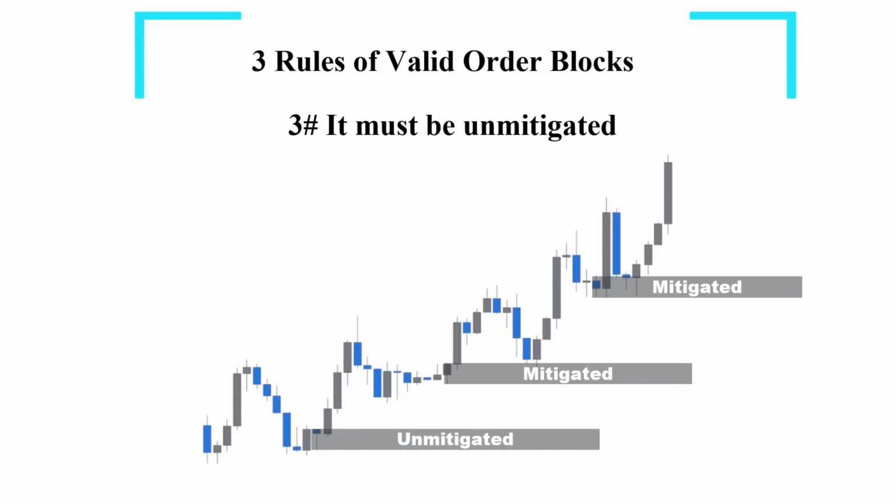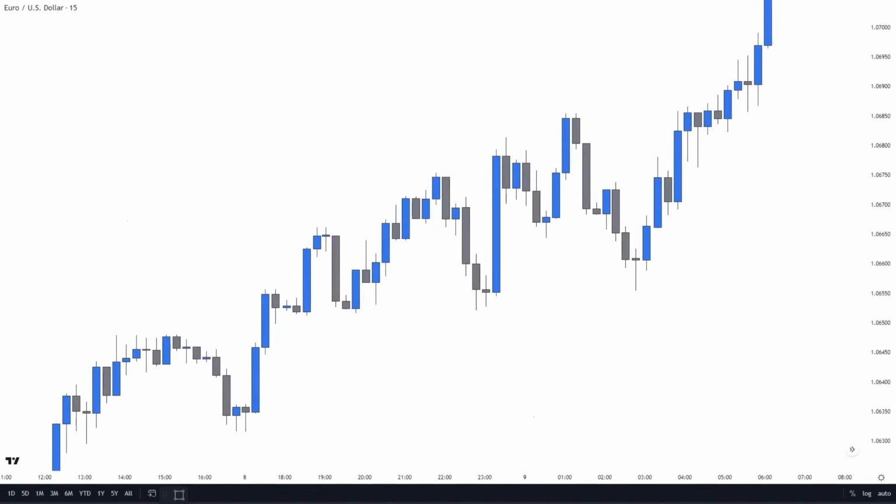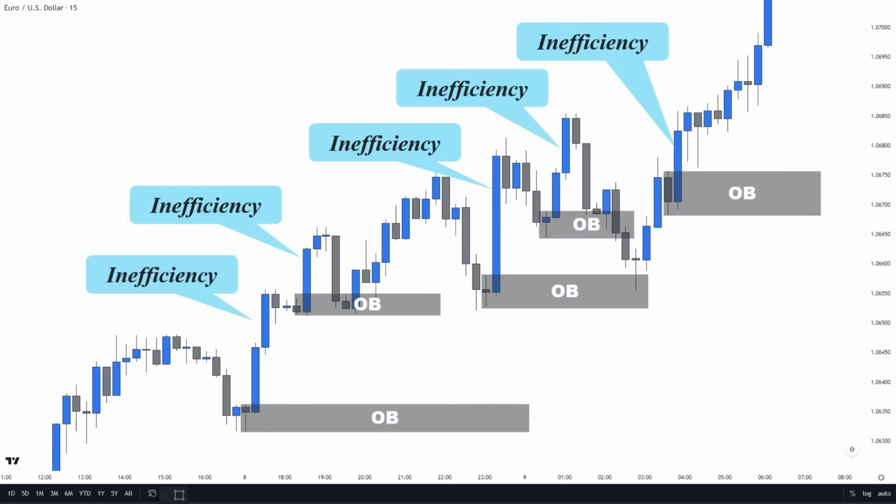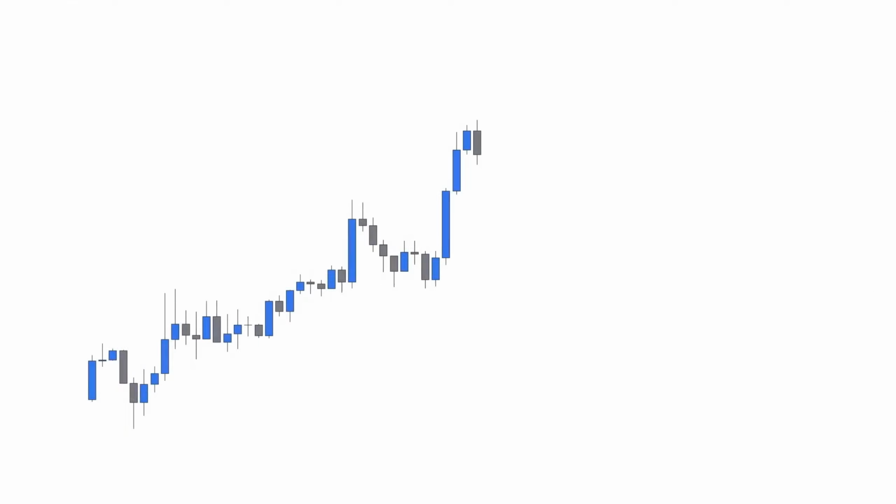Order blocks are one-time use, so we only look for trading opportunity when the first time price taps into an order block. Here on the Euro-Dollar 15-minute chart, let's spot the order blocks starting from the left. These are the areas where we have clear inefficiency on the chart. So we mark the candles that created the inefficiency as our order block. If they lead to a break of structure or change of character, all of them are considered valid order blocks according to our rule.